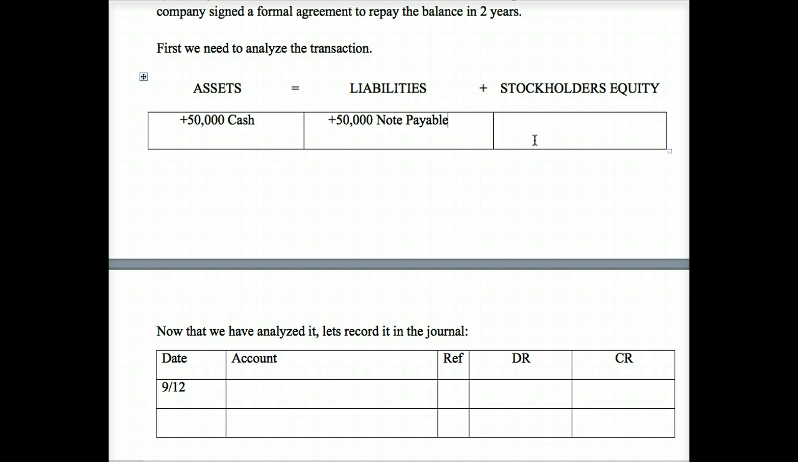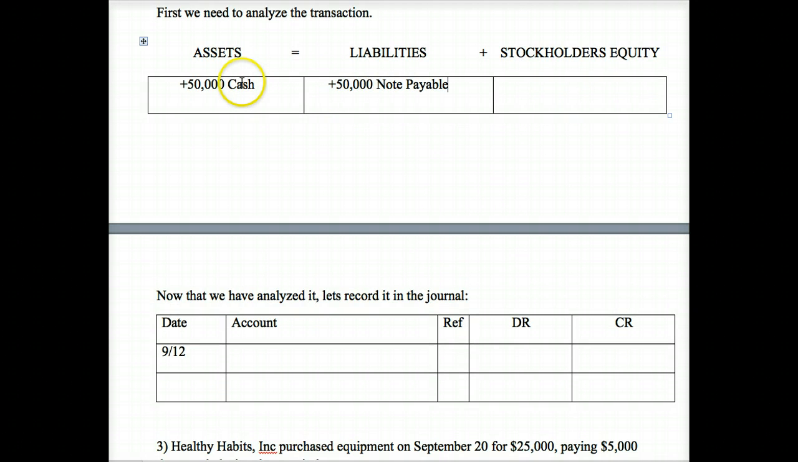Now let's translate that into general journal form. Let's translate it into debits and credits. Now assets we said are going up. How do you increase an asset account, debit or credit? That's right, you debit the account. So remember, debits must go first. So I'm going to debit my cash for $50,000.